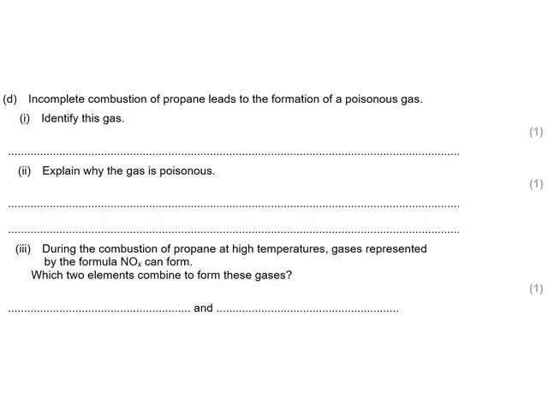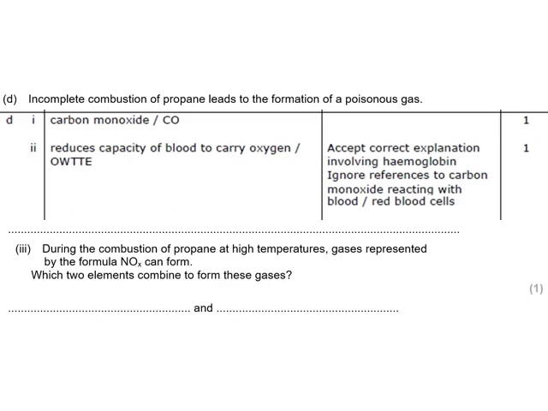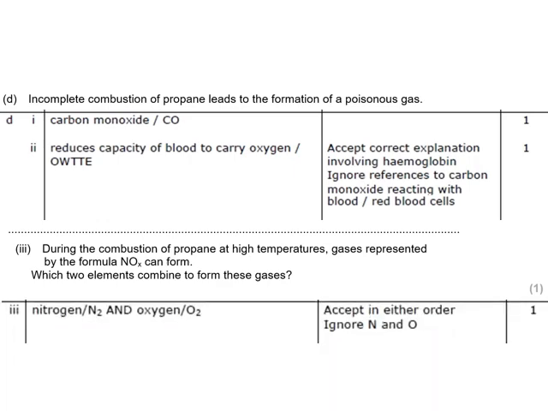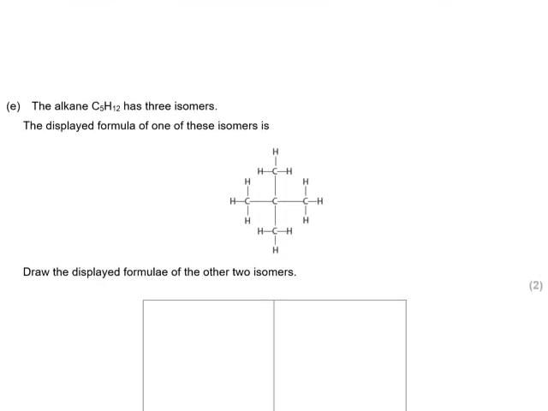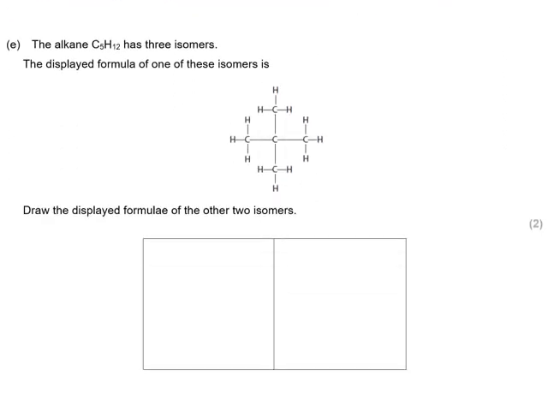Okay. So identify this gas in incomplete combustion, this poisonous gas, and explain why the gas is poisonous. That's carbon monoxide. And which two elements combine to form nitrogen oxides or oxides of nitrogen? And that's those two. Okay. I'll give you 2 minutes for this. Pause the video now.